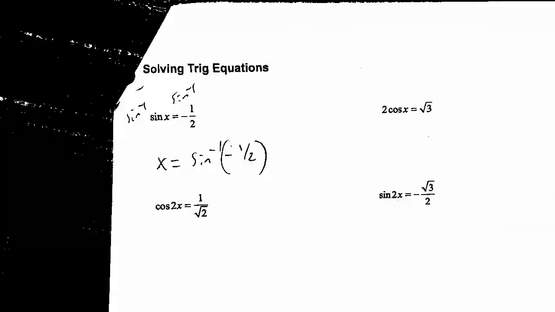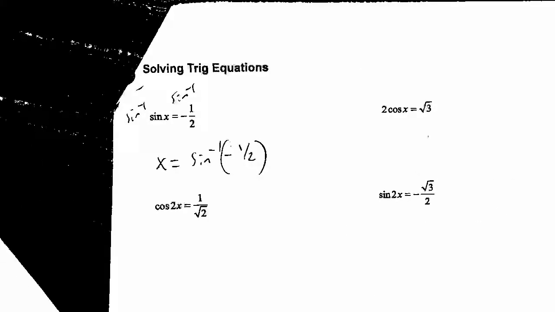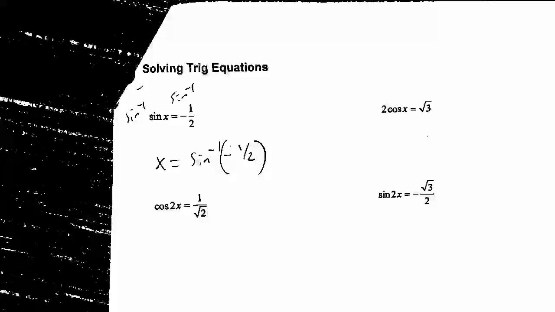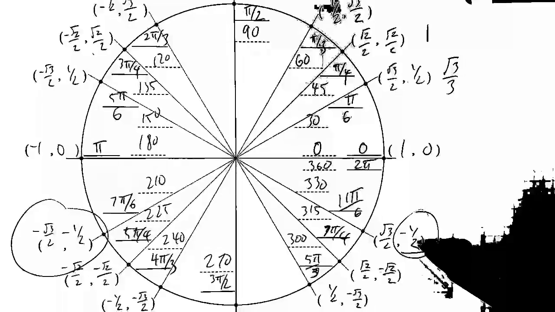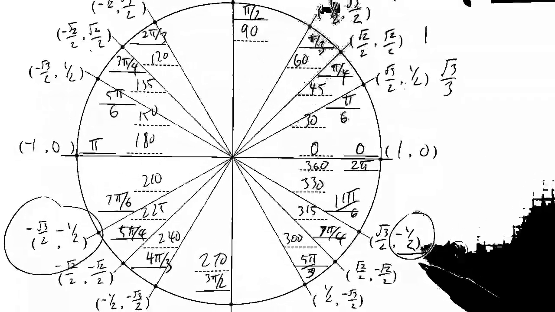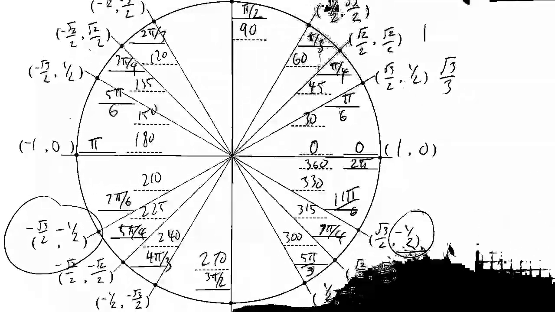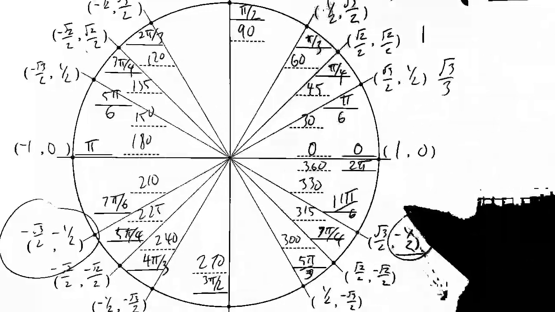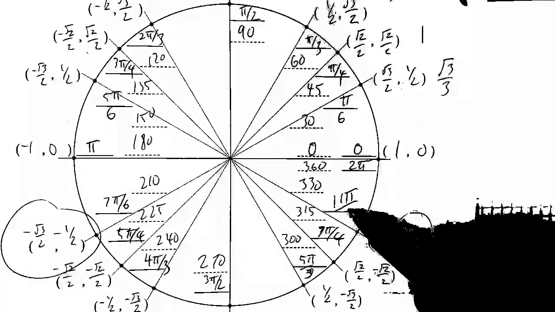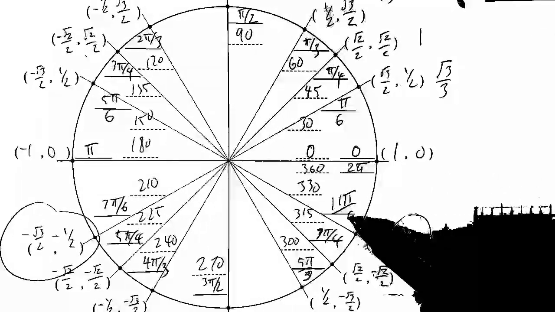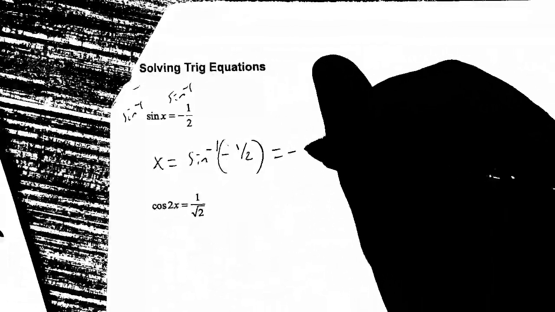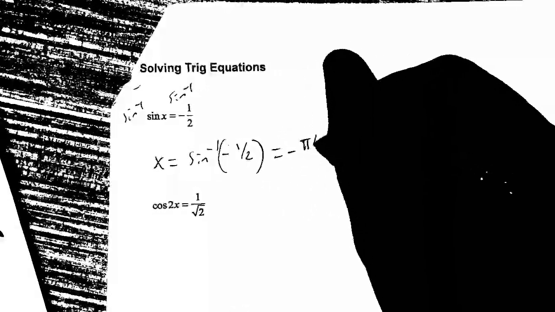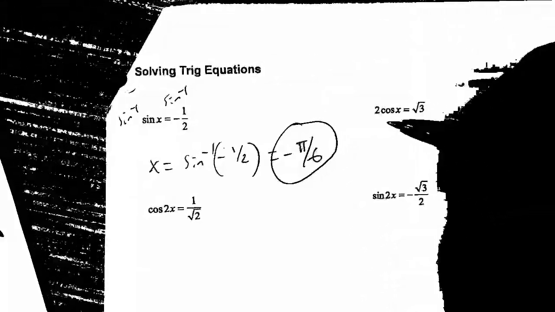Then, to evaluate this, you're just going to go to your unit circle, right? And you're going to say, okay, well, where is sine negative 1/2? Where does that happen? Well, it happens here. What you've got to remember is, if it's sine, you're looking from negative pi over 2 to pi over 2. So it happens here at 11 pi over 6, but that's not 11 pi over 6, remember. That's negative pi over 6. The answer is negative pi over 6. That's your answer. Okay.